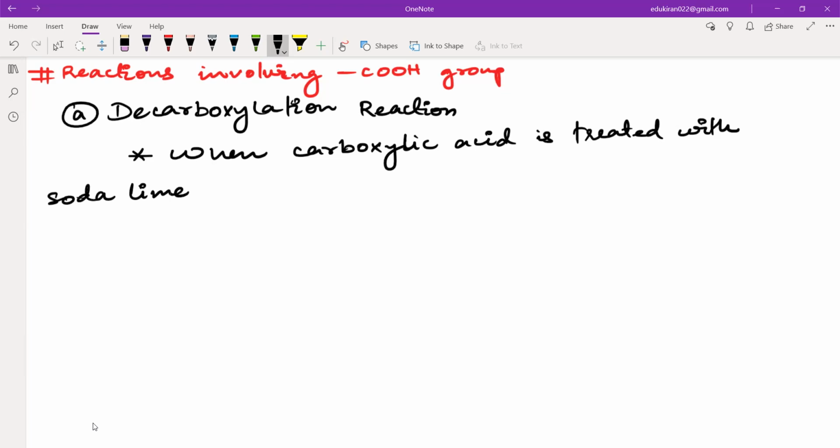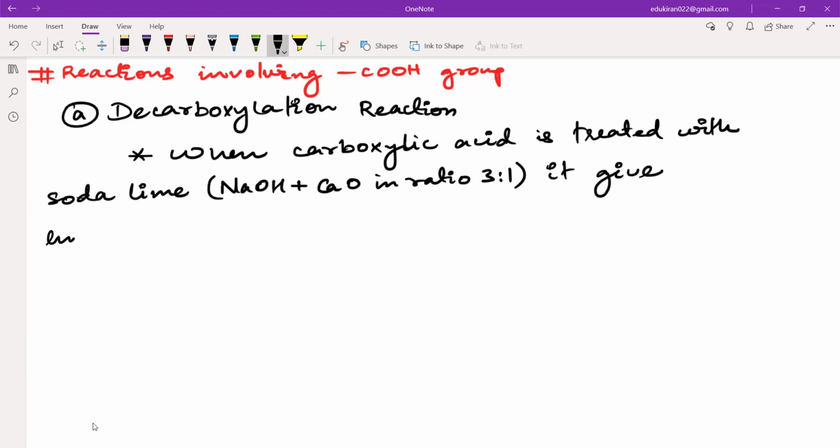Soda lime is a combination of sodium hydroxide and calcium oxide, CaO and NaOH. And here we use a ratio of 3:1, sodium hydroxide and calcium oxide. And when carboxylic acid is treated with soda lime, it gives hydrocarbon.